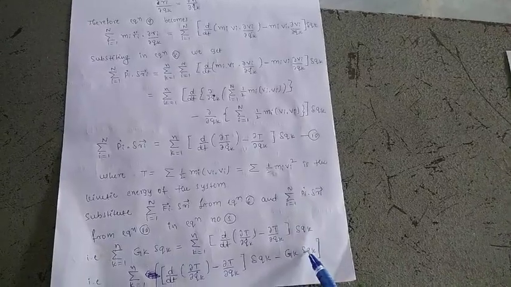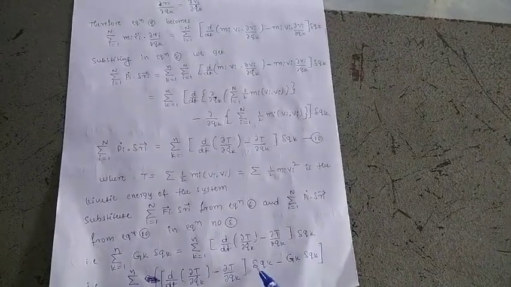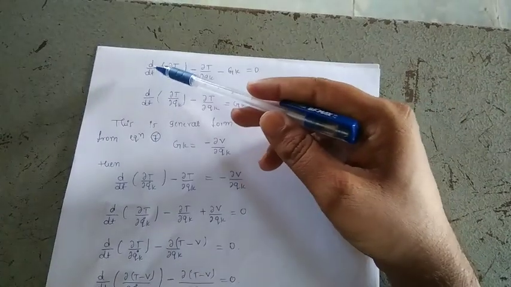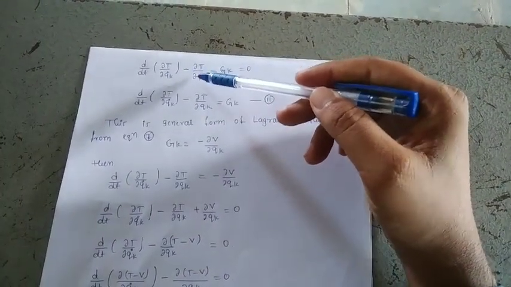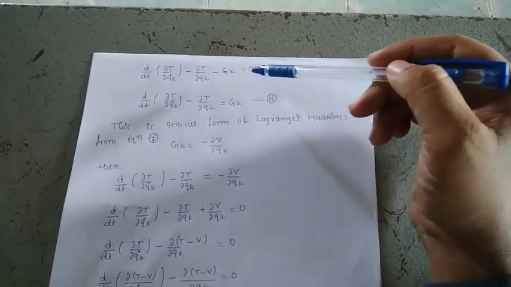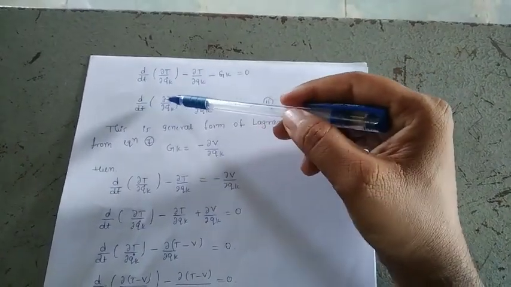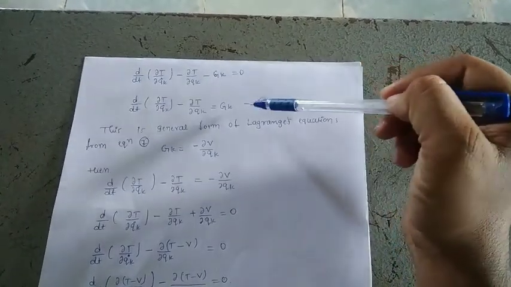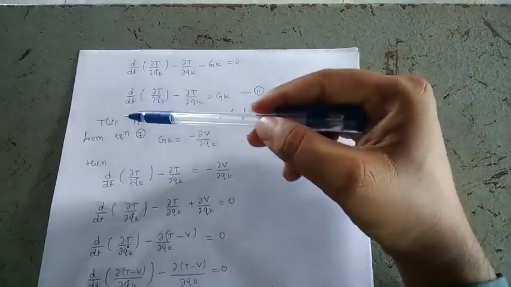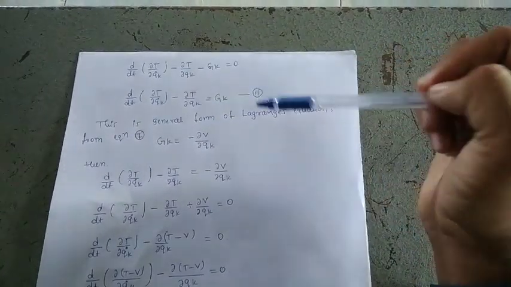Next we can take delta qk as the common term. Next we can write d by dt of ∂T/∂qk dot minus ∂T/∂qk minus gk is equal to 0. Next, d by dt of ∂T/∂qk dot minus ∂T/∂qk is equal to gk. Take this as equation number 11. This is the general form of Lagrange's equation.